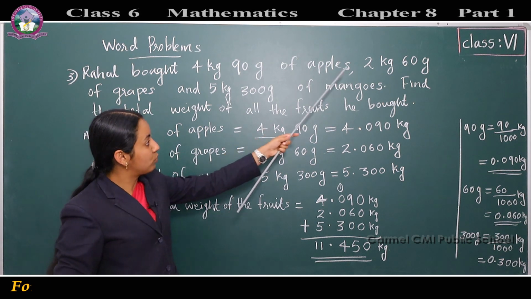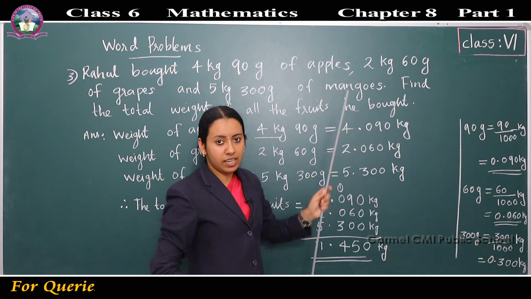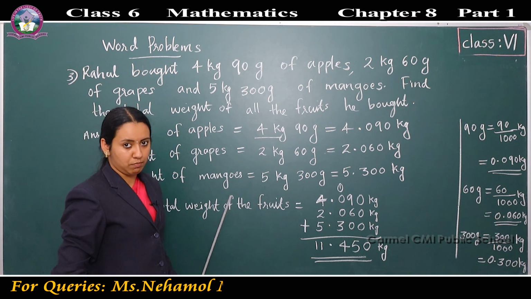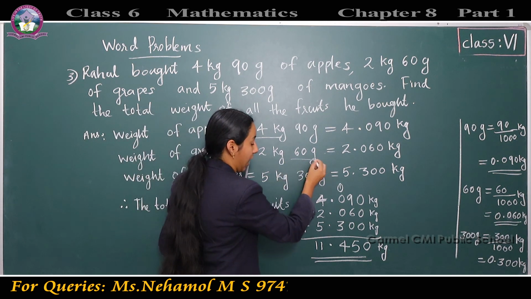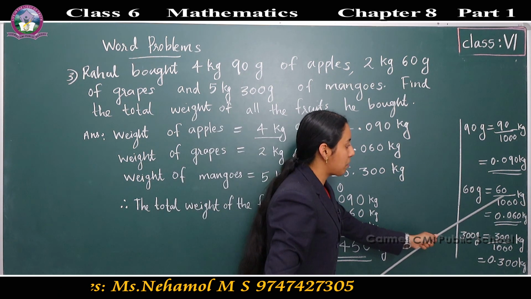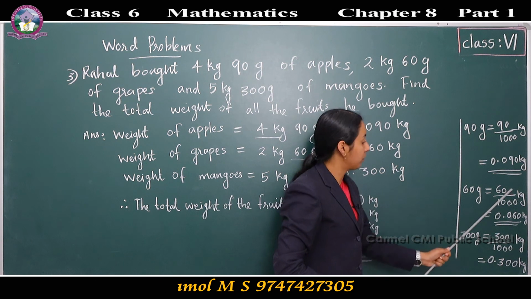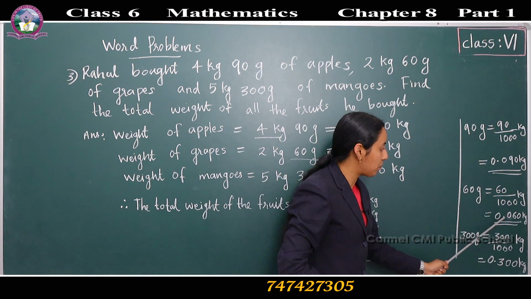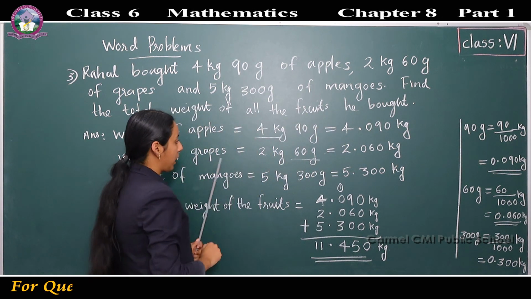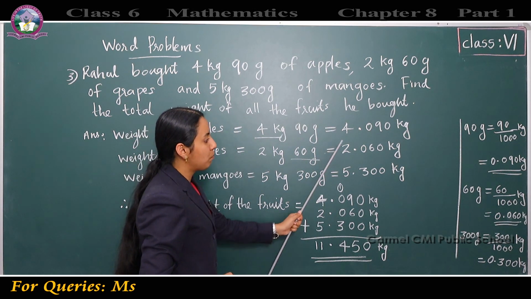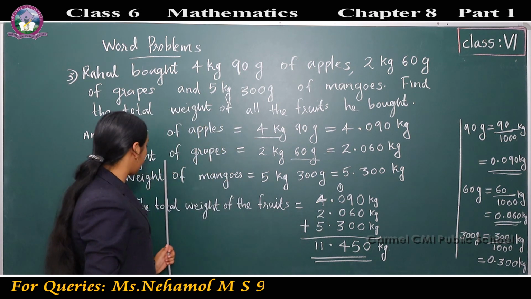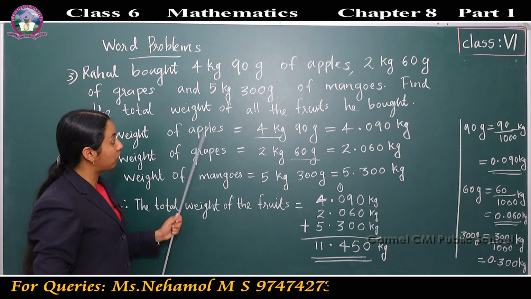Then, next one, weight of grapes. Weight of grapes, 2 kilogram, 60 gram. Here also we have to convert this grams to kilogram. 60 gram means 60 by 1000 kilogram. That is equal to 0.060 kilogram. So weight of grapes is equal to 2.060 kilogram.